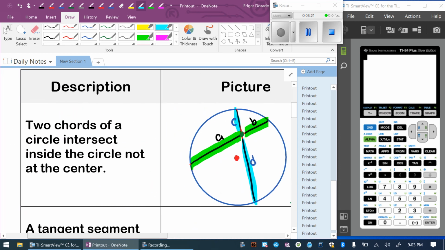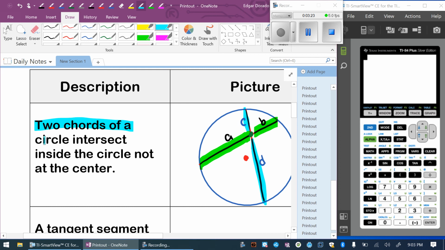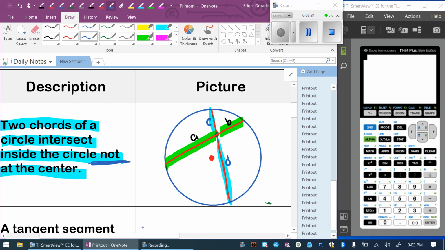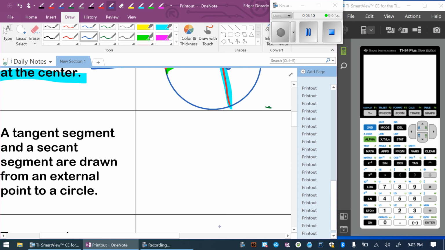And again, this is if you ever have this situation: two chords of a circle that intersect inside of the circle, but not at the center. Not at the center. Again, there's totally a way to prove this, guys. For now, I'm going to go ahead and omit that. If we absolutely need to prove it, then we will go ahead and prove it.